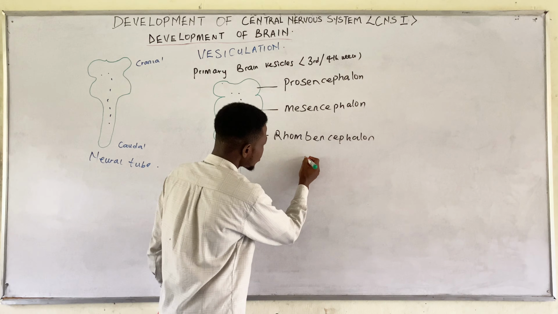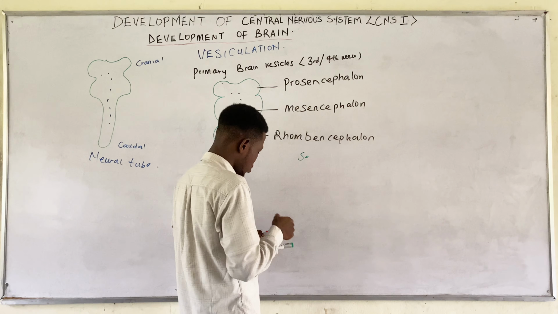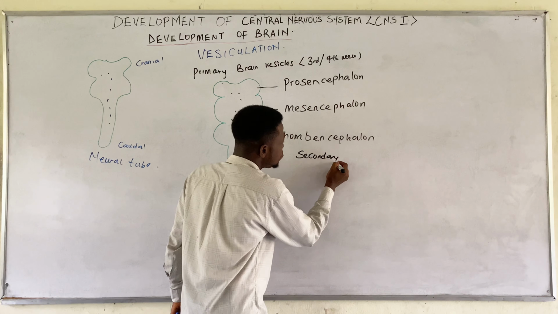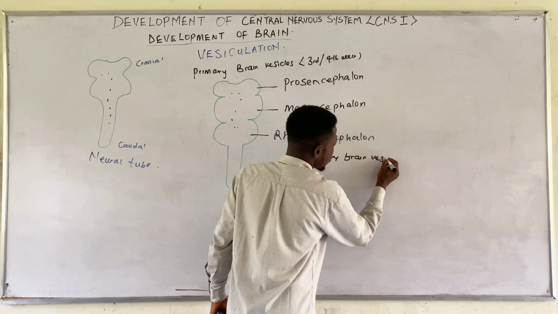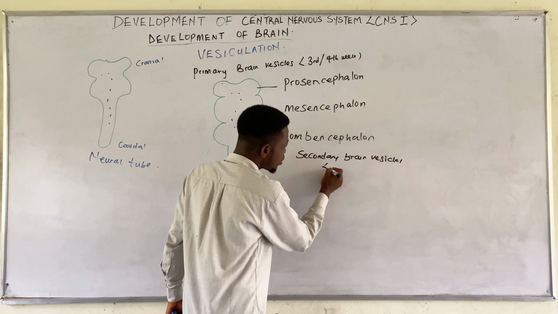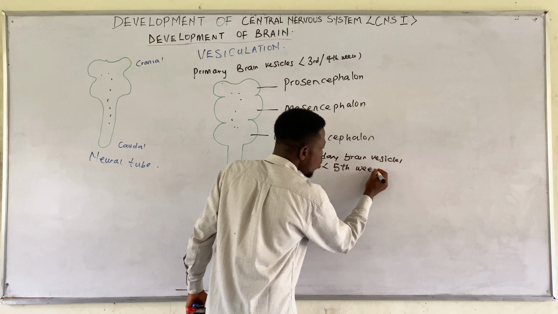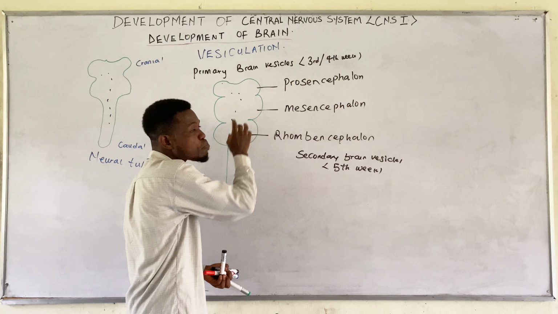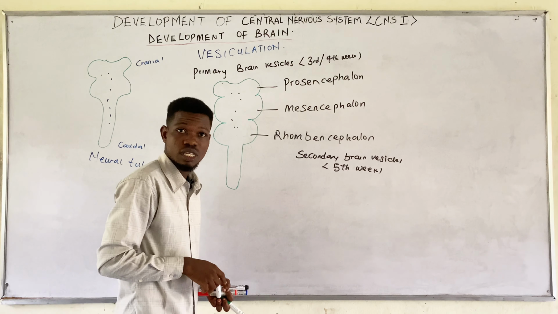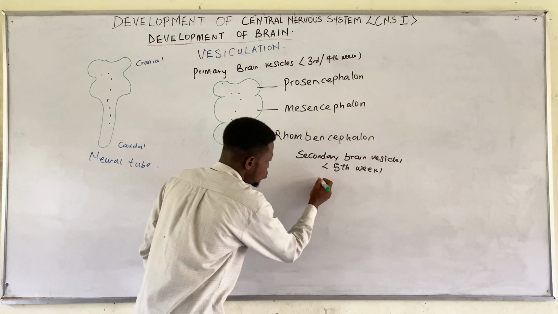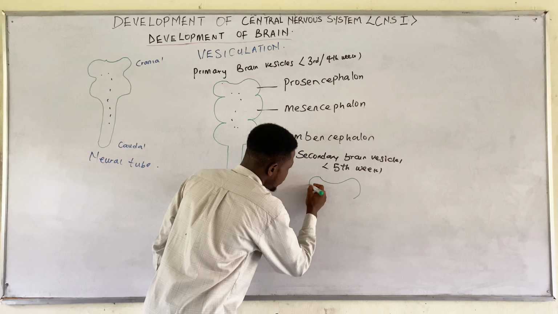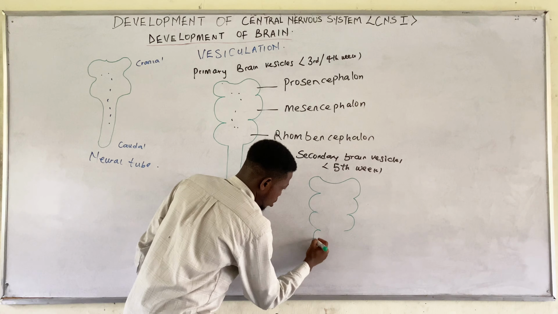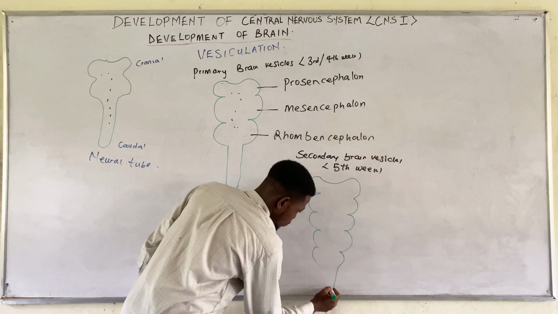So, we call them the secondary brain vesicles, which are formed during the what? 5th week of development. The secondary brain vesicles arise from the primary brain vesicles around the 5th week. And what are the secondary brain vesicles? We have them to be 5 in number. 2, 3, 4, 5, and the.